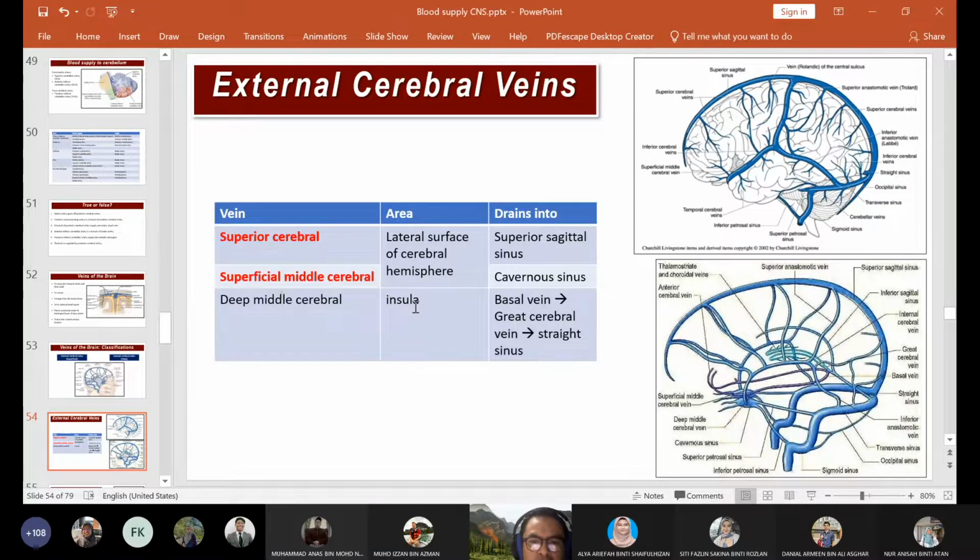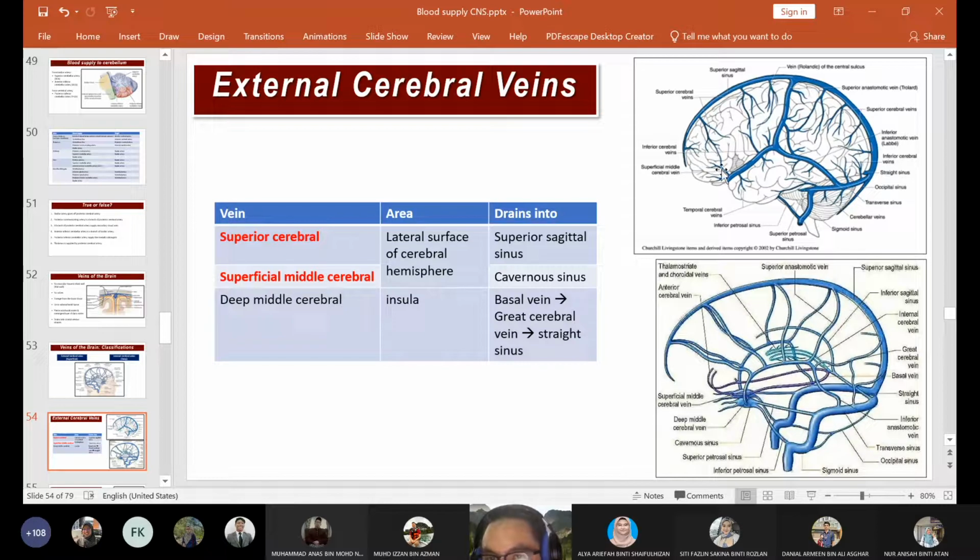Okay. And then the superior cerebral akan drain into superior sagittal sinus. Superficial middle cerebral akan drain into the cavernous sinus. So if you look at here, superior cerebral vein, yang ni, yang ni. So dia akan drain into the superior sagittal sinus. This is the superior sagittal sinus. And here your superior cerebral vein.